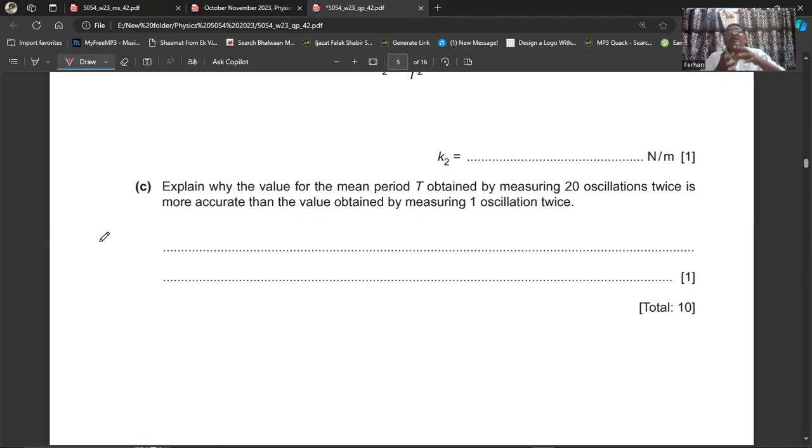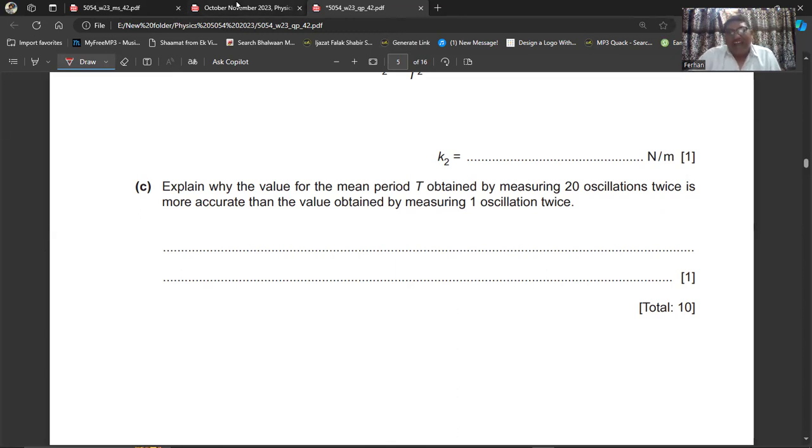So because the time you are measuring is very short, the human reaction time will be a larger part of that measurement as compared to that measurement. But when you measure the time for 20 oscillations, that duration is quite large as compared to the time duration for one oscillation. And so the human reaction time compared to the time for the 20 oscillations is relatively, percentage wise, less. So its effect on the measurement reduces when you take the time for 20 oscillations.